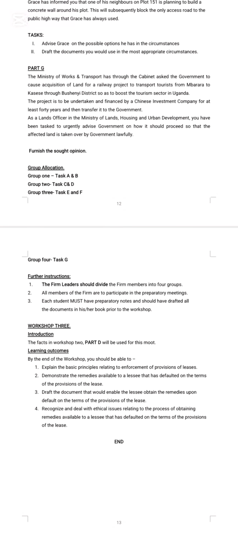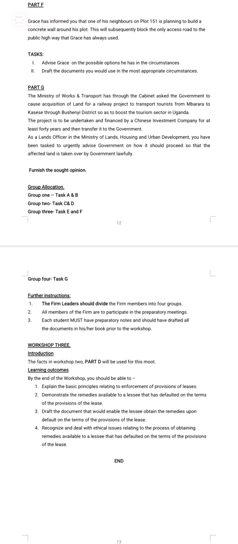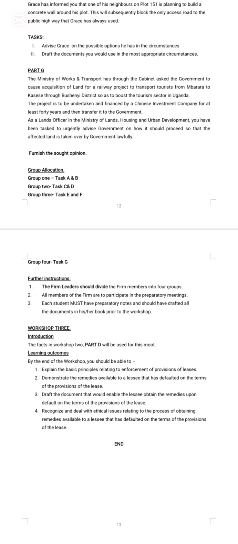Part G, the Ministry of Works and Transport has, through the Cabinet, asked the government to cause acquisition of land for a railway project to transport tourists from Barara to Kasese through Bushenyi district, so as to boost the tourism sector in Uganda. The project is to be undertaken and financed by a Chinese investment company for at least 40 years and then transferred to the government.